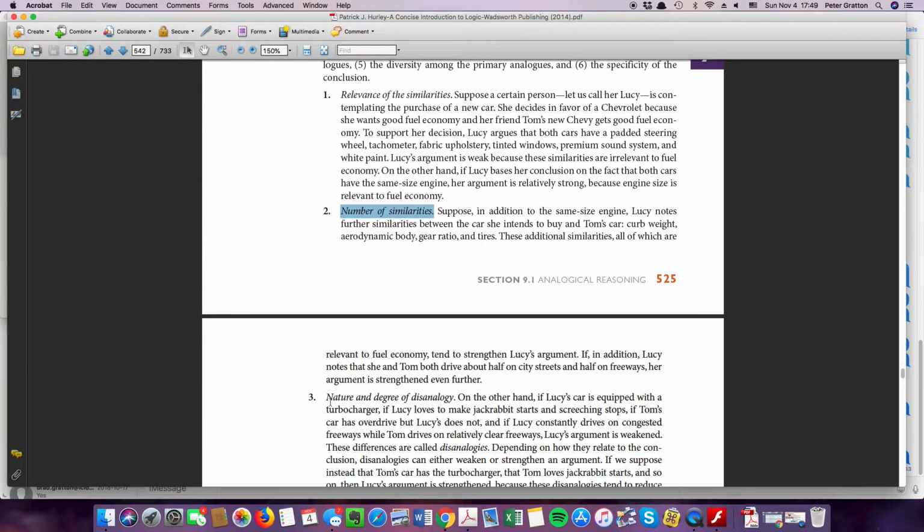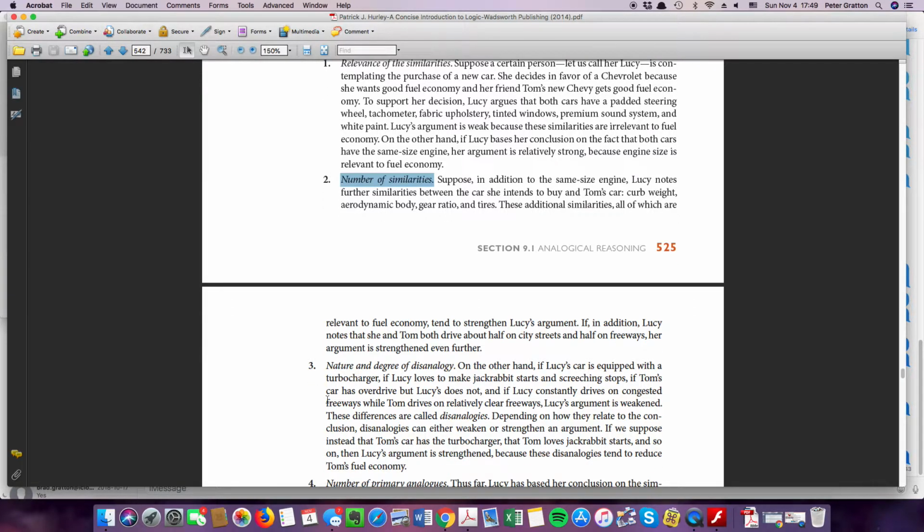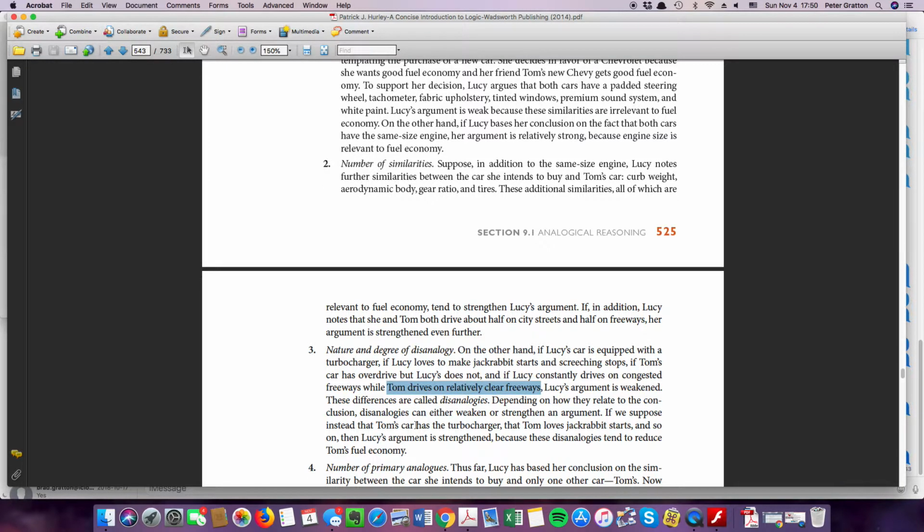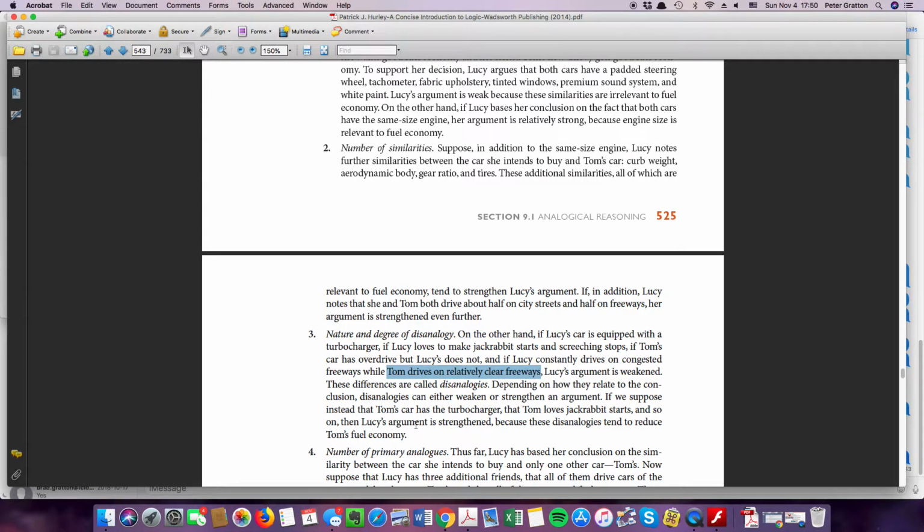And then we want to look at the nature and the degree of any disanalogies. Disanalogy just means any big differences. If you're comparing different types of cars, some things might be very different. For example, it could be the fact that Tom drives on relatively clear freeways, and Lucy's argument would be weakened, because this is a different way than she drives, because she drives on congested freeways.